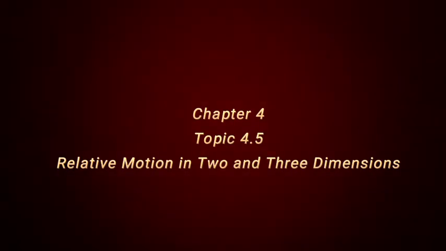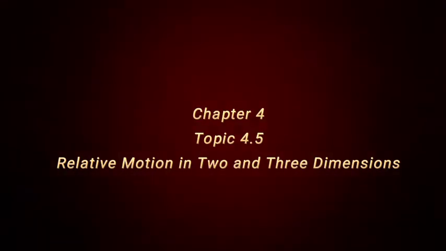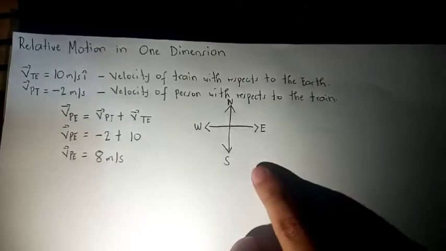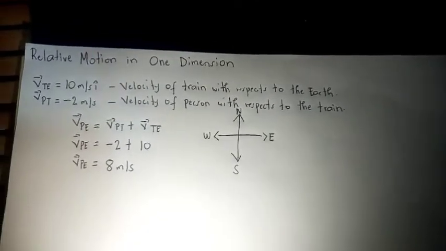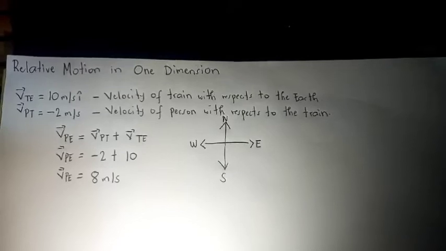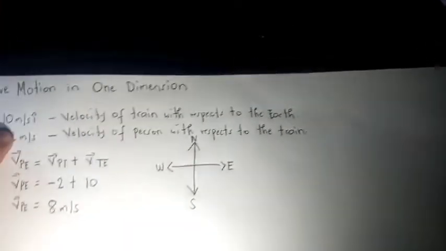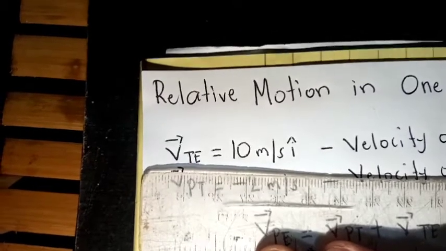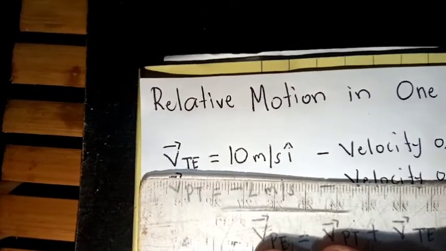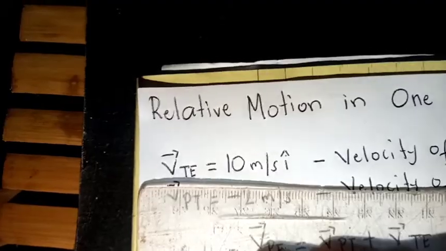Let's take the example of the person sitting in a train moving east. If we choose east as our positive direction, therefore we can write our velocity of train with respect to the earth equals 10 meters per second i hat. This sign signifies our object with respect to its reference frame.